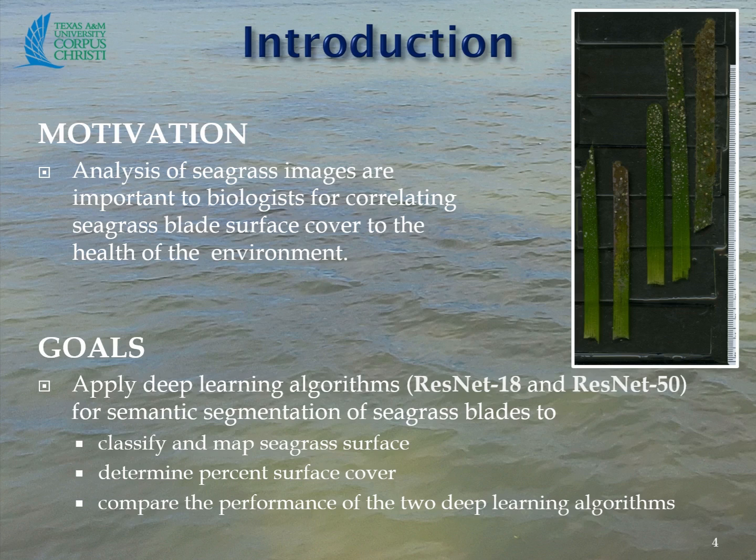Seagrass surface cover and composition are important for biologists as this information can be directly related to nutrient levels and health of the benthic environments. We present the application of two deep learning algorithms, ResNet 18 and ResNet 50, used to achieve semantic segmentation of seagrass blades, a tool for seagrass surface classification and mapping. Using these two deep learning neural networks, we are interested in determining the percent cover of each composition of seagrass surface. In this study, we also compare the computation performance of two deep learning algorithms.